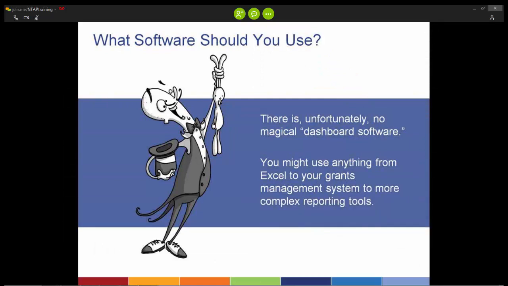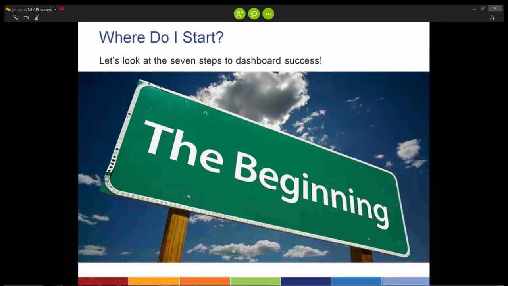So we'll talk a little bit about software, but unfortunately, I think many people think of this as a technology problem, and it's not one that technology can easily solve for you. A lot of people, in fact, are using something as simple as Excel or the existing system that they currently have, so case management as opposed to grants management, or things like Crystal Reports. We'll talk specifically about software, but it's not really fundamentally a software problem. So that's kind of my overall definition of a dashboard and how it fits in.